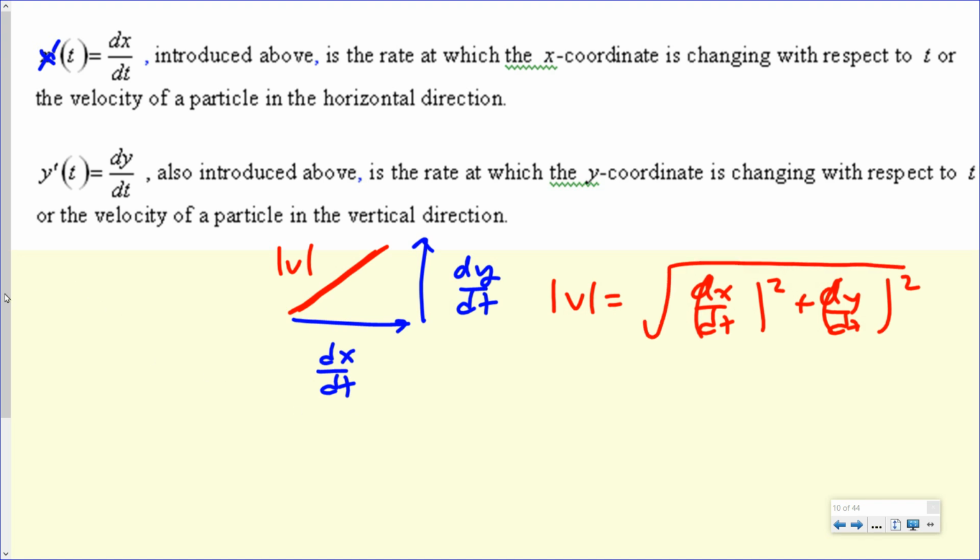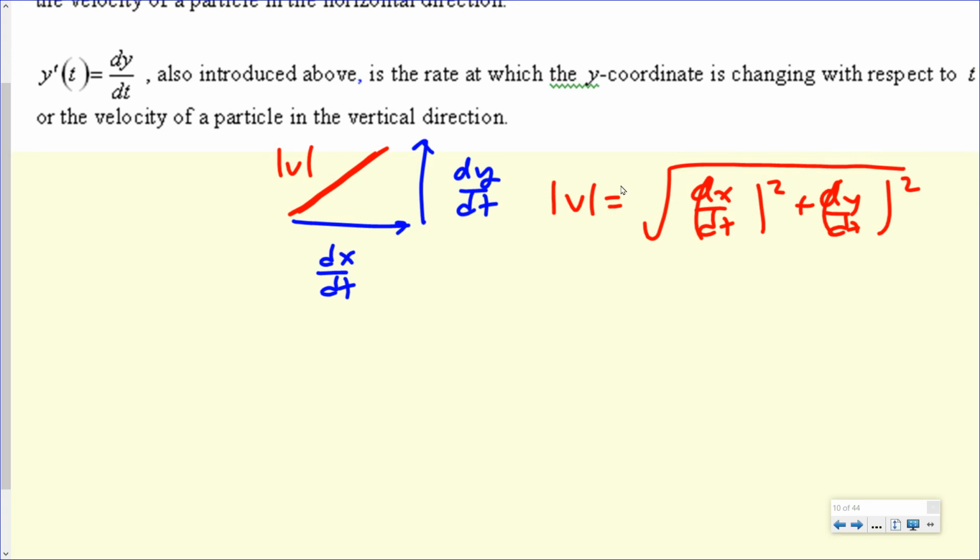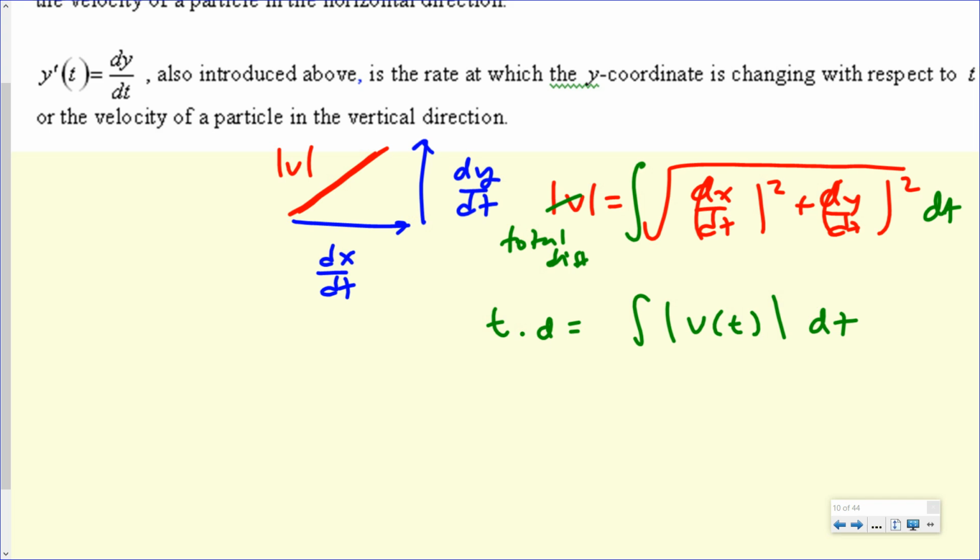Now students get confused between this and what? This and total distance. So if I ask you for distance, please don't give me this. This is actually velocity. If I asked you for total distance, what would you do? You would integrate this. Because remember, total distance is the integral of your velocity. So make sure you don't get those confused.